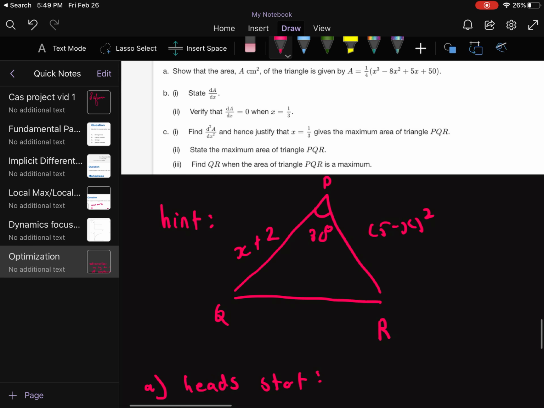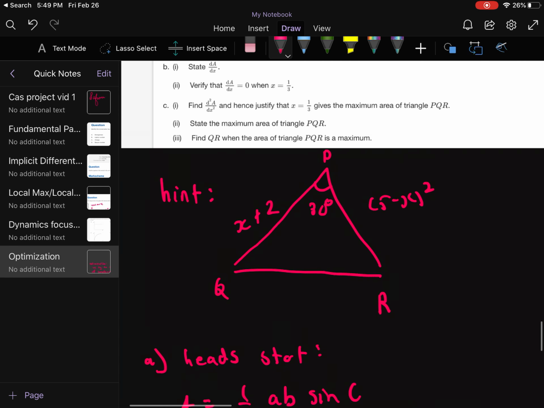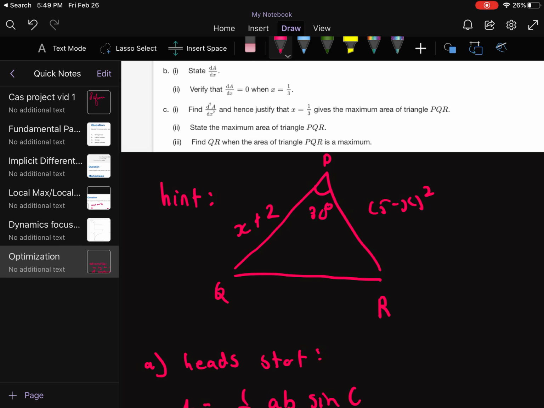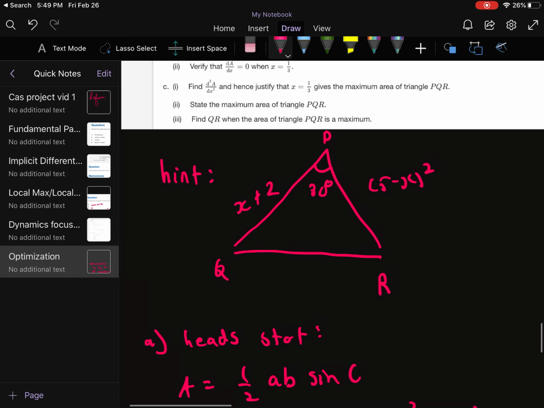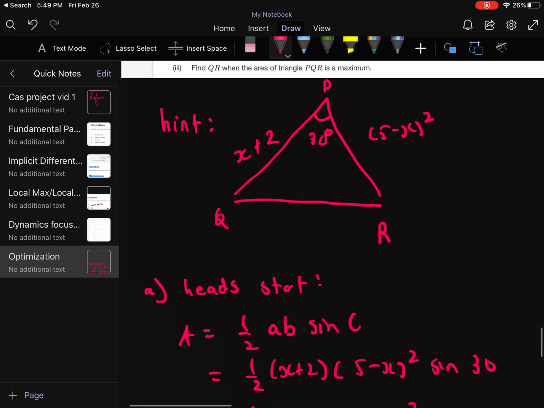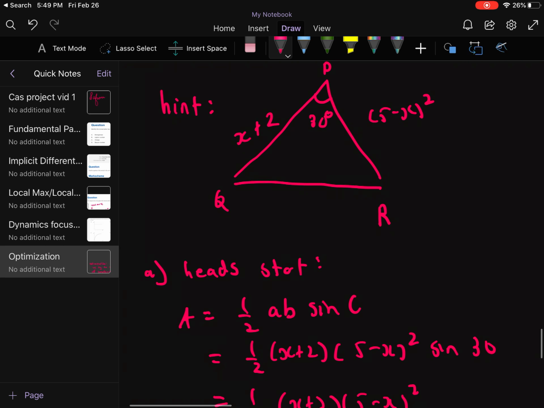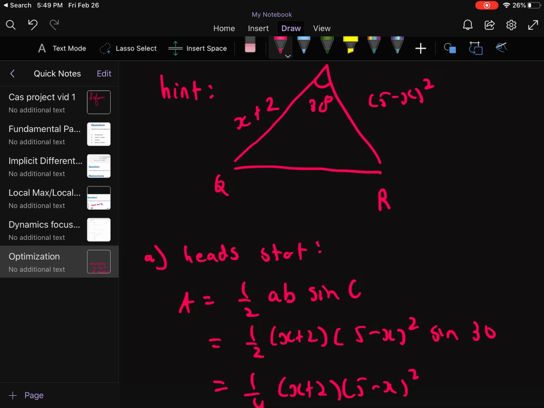But anyways, we're going to leverage the area because remember, the area of a triangle, there's many ways of doing it. Base times height over 2. Counting the squares if you're given a grid. But in this one, you can just multiply half times the lengths, PQ, PR, and the angle between, which is 30 degrees. So sine 30. So half times x plus 2 times 5 minus x squared sine 30. Sine 30 is half. So 1 over 4 times x plus 2 times 5 minus x squared.